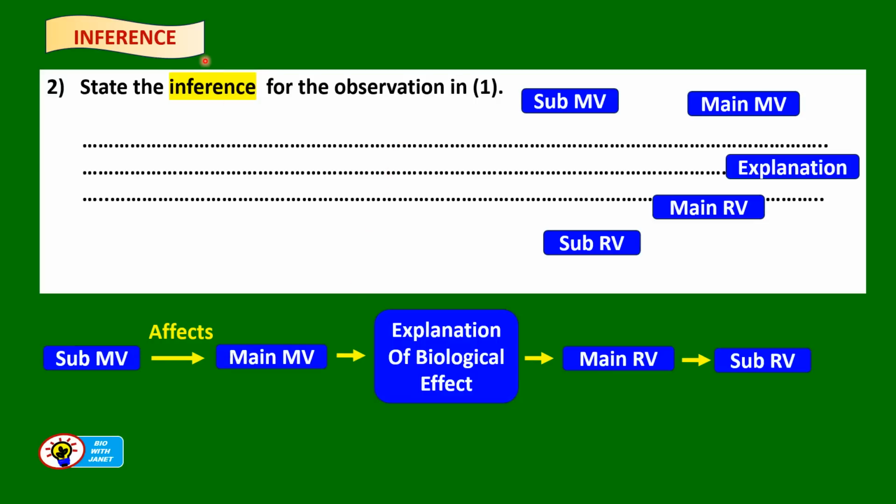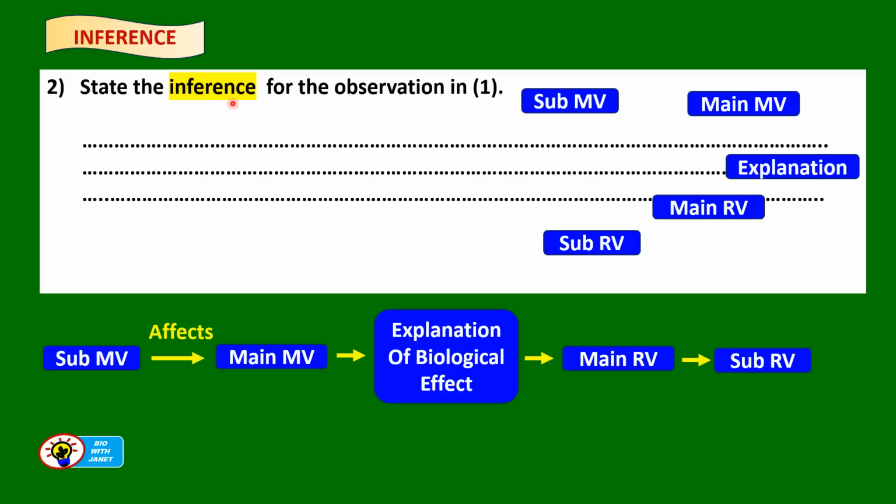Now let's look at the inference. Okay, inference, sometimes students find difficult to get full marks. Inference may be 1 or 2 marks. Okay, 2 marks. So state the inference for the observation in 1. Now your observation is based on the distance of 10 cm. For 10 cm, you have a lot more gas bubbles released compared to the distance of 30 cm, right?